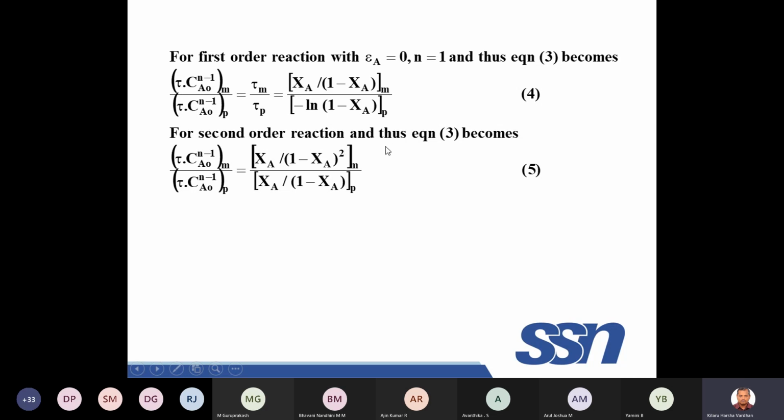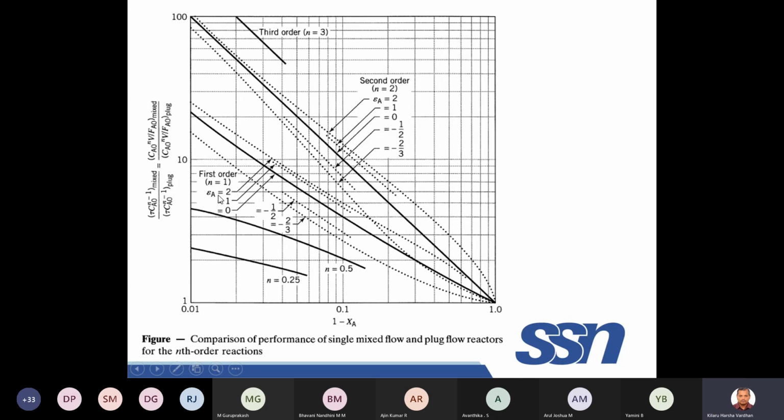And if n is equal to 2, that is the order is 2, you have this particular thing in the RHS, whereas the LHS is the same. Now, if you draw this on a graph, you can see here 1 minus x I'm putting on the x-axis, and on the y-axis I'm putting the ratio of either the tau or the volume, whatever you are comfortable with. Both are going to be the same.